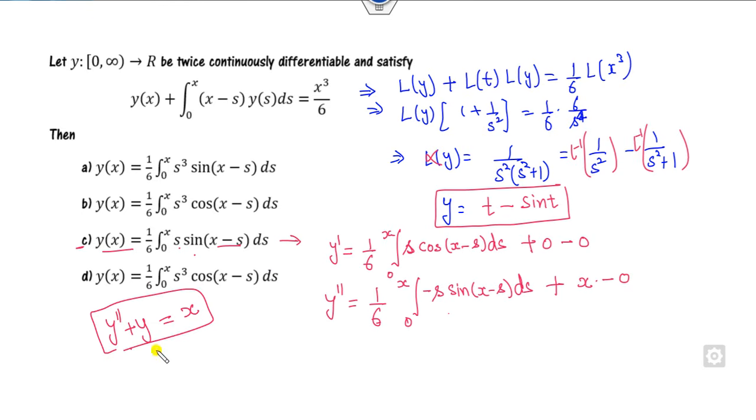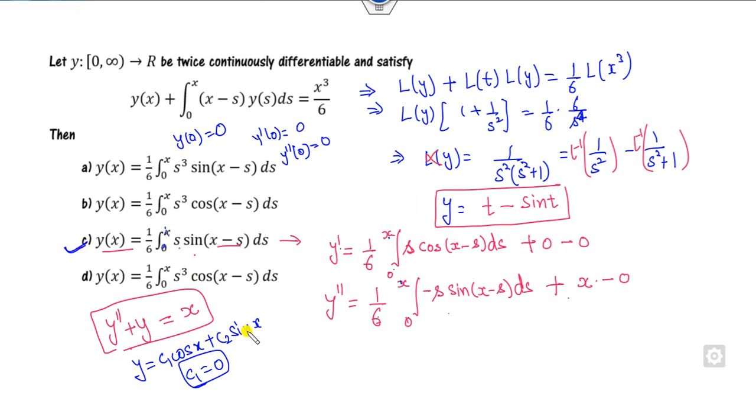Now what will be the answer of this? You can see this is c1 cos x plus c2 sin x. What is the value of y of 0? What is the initial condition for this problem? y0 is 0 because the limit is 0 to 0. What is the y dash? 0, 0 to 0, 0. What is the y double dash? It is 0 to 0, 0. So whenever y dash is 0, it means c1 is 0. So you will get c2 sin x.